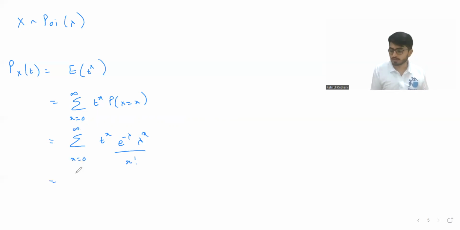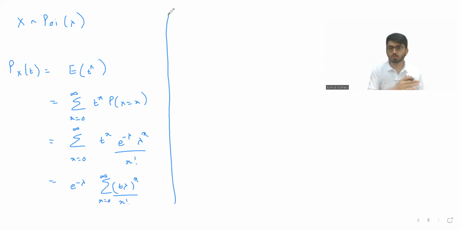And now this e to the power minus lambda is common. I can take it outside. What I'm left with is summation of t lambda to the power x by x factorial, x runs from 0 to infinity.